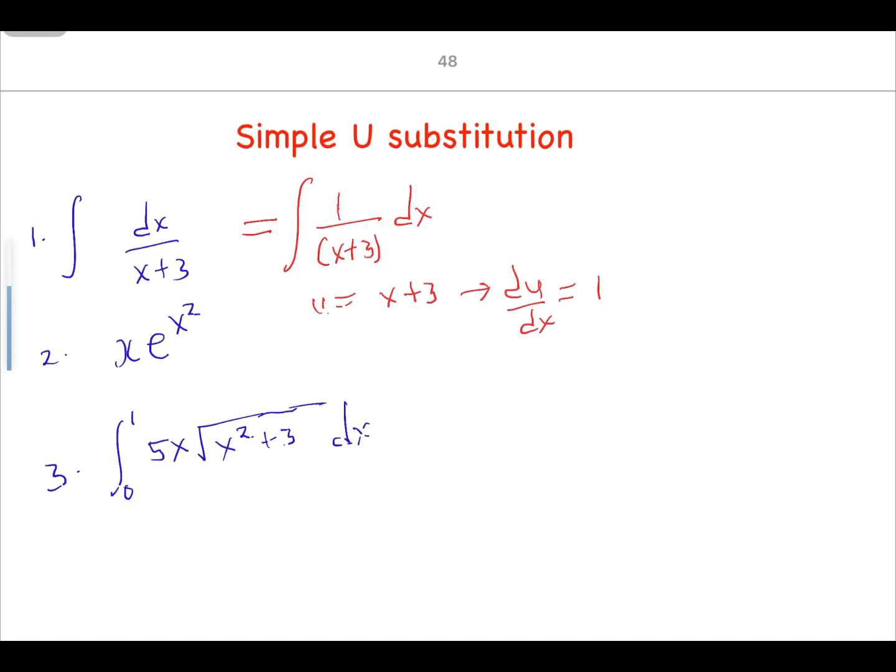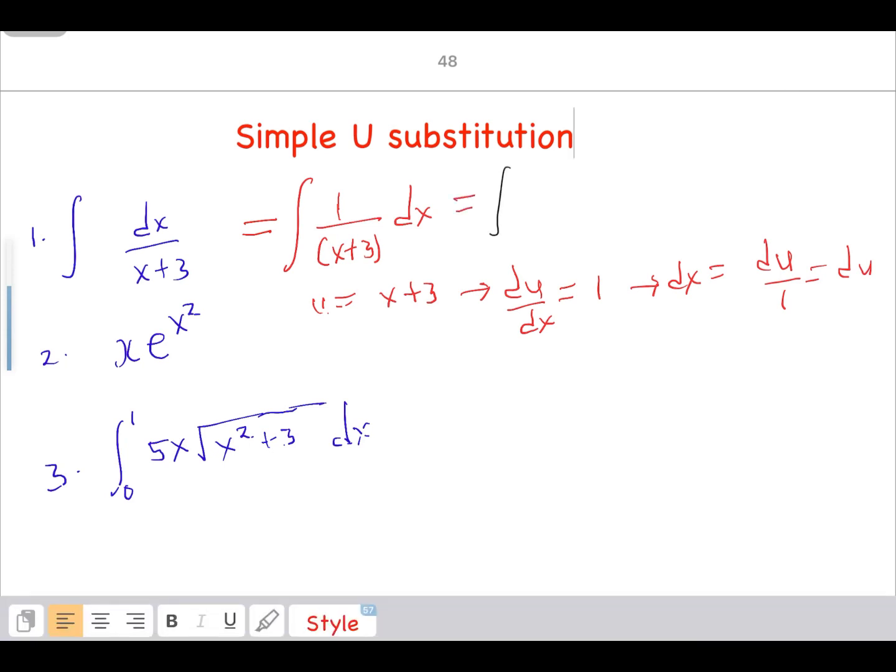We are having a numerator of 1 and a denominator of x plus 3, and therefore we can use u, which is x plus 3, and then our du over dx equal to 1. So making dx the subject, we are going to get du over 1, which is the same as du. Therefore we can replace it in the question. So the question becomes the integral of 1 over u du.